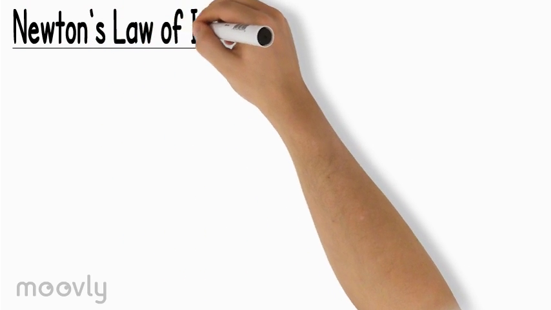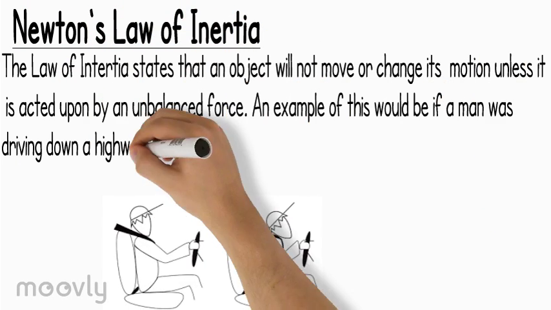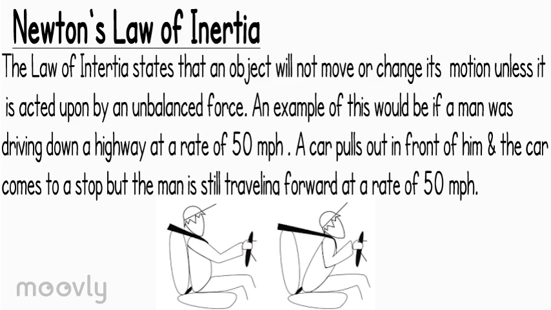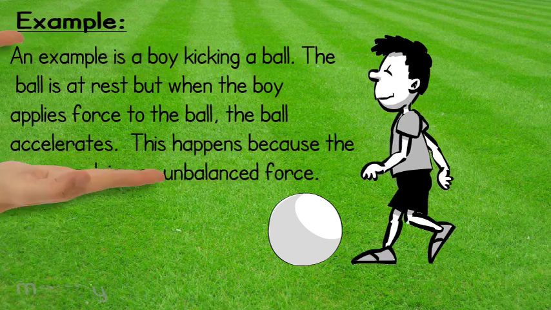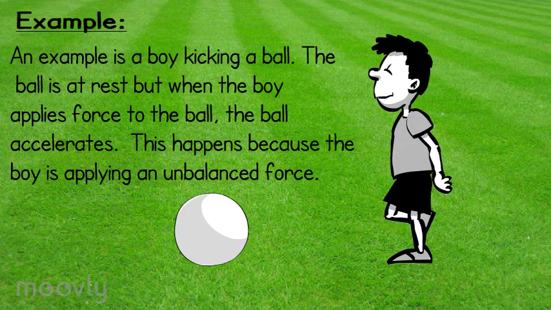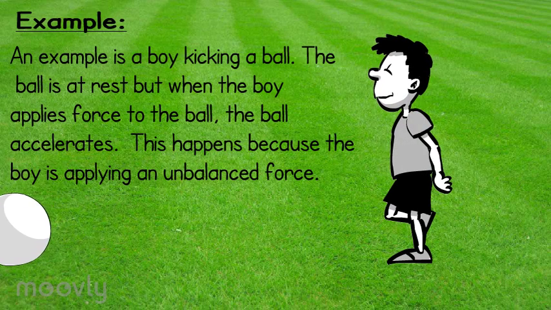Newton's law of inertia. The law of inertia states that an object will not move or change its motion unless it is acted upon by an unbalanced force. An example is a boy kicking a ball. The ball is at rest, but when the boy applies force, the ball accelerates. This happens because the boy is applying an unbalanced force.